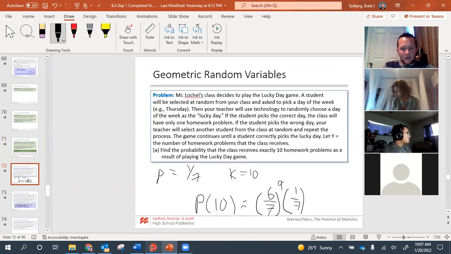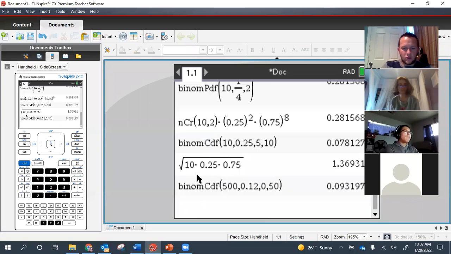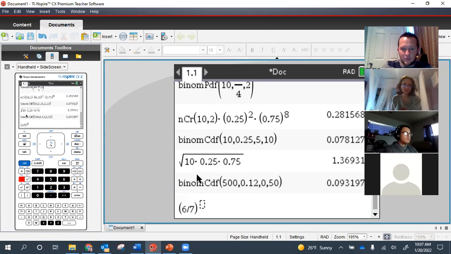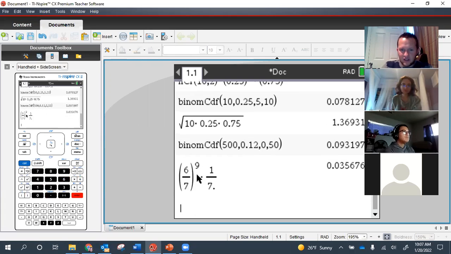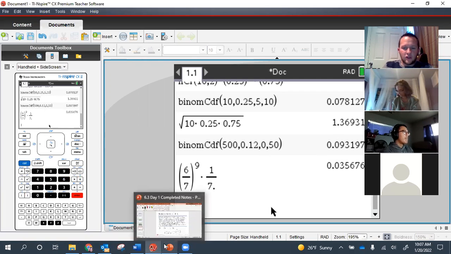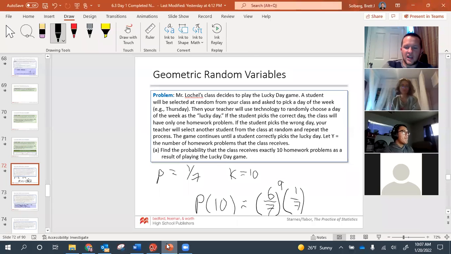So I'm going to get out my calculator. We're going to do 6/7 to the 9th power, and then we're going to times that by just 1/7. I'm going to add a decimal in there to make sure it gives me a decimal, and that's about 3.6%. So there's only a 3.6% chance that they're going to get 10 homework problems.